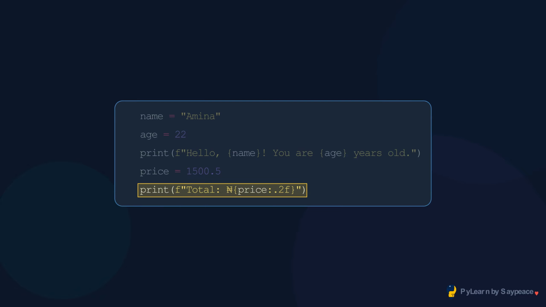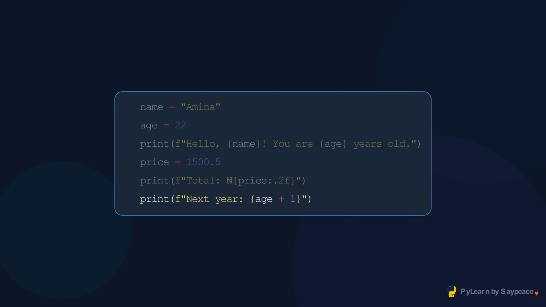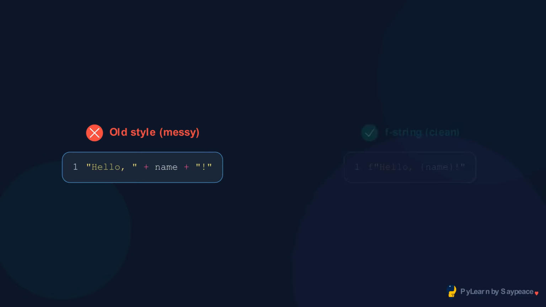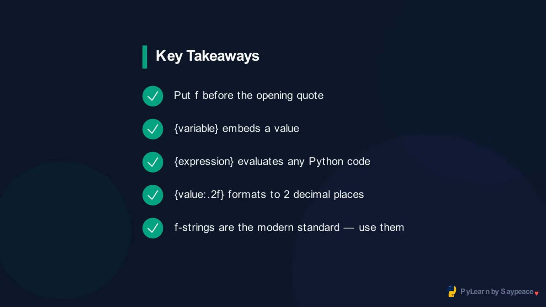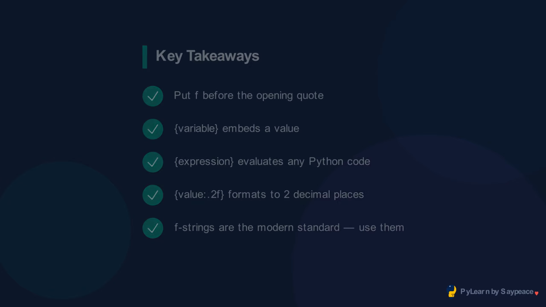A colon inside the braces adds formatting. .2f means 2 decimal places, perfect for currency. Any Python expression works inside the braces. Python evaluates age + 1 and inserts 23. Before f-strings, you concatenated manually, error-prone and hard to read. F-strings are cleaner, more readable, and handle any expression. F-strings are one of the best features in modern Python. You will use them in almost every program you write.